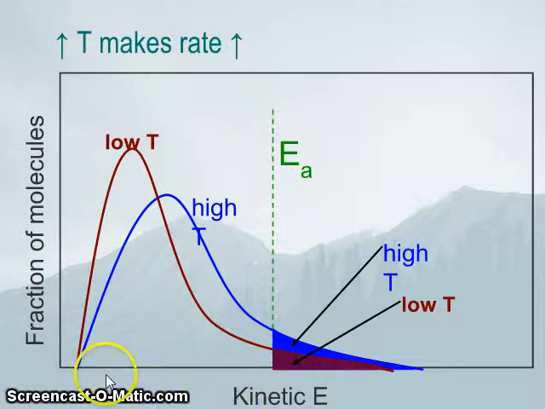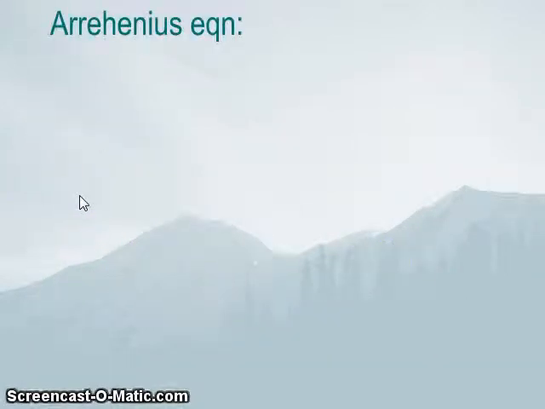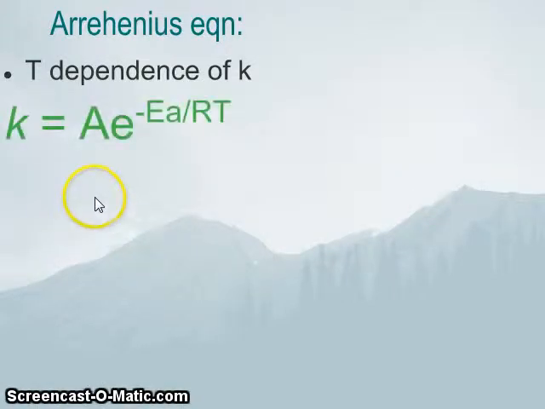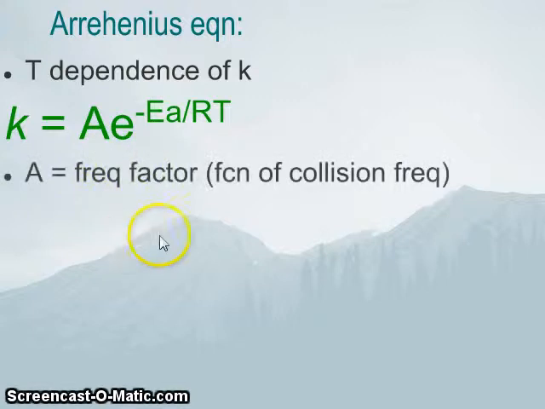Now we can quantify this relationship between temperature and rate going up, because again our rate equation does not have a temperature function in it. So here is what is known as the Arrhenius equation, which relates our rate constant for a particular reaction, and there is our temperature dependence. E sub A again is our energy of activation, and then A is what is called a frequency factor.